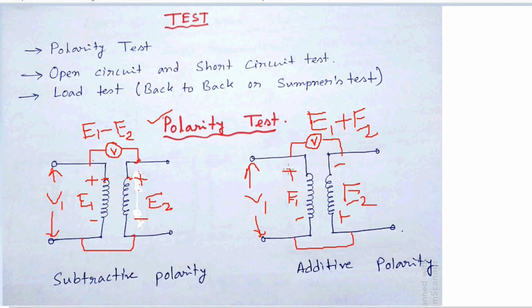If at an instant this winding polarity is positive, at the same instant the other winding polarity is negative. In this way we can identify whether the primary and secondary winding terminals are of the same polarity or not.